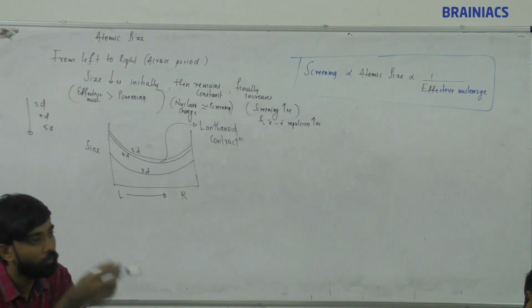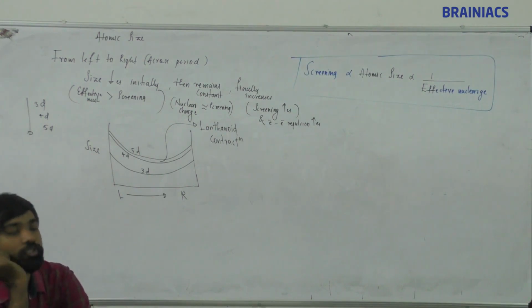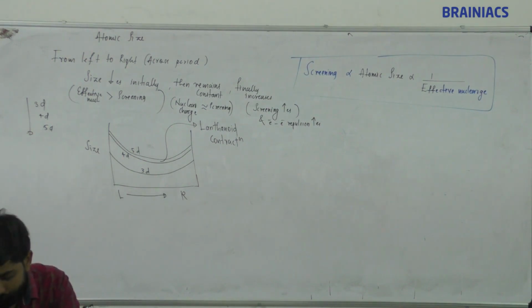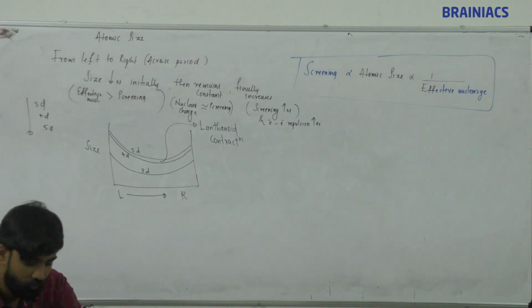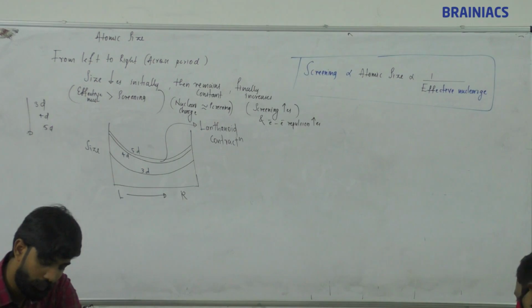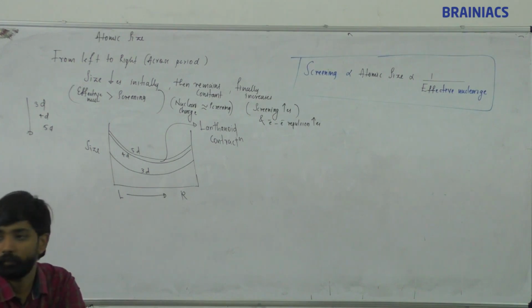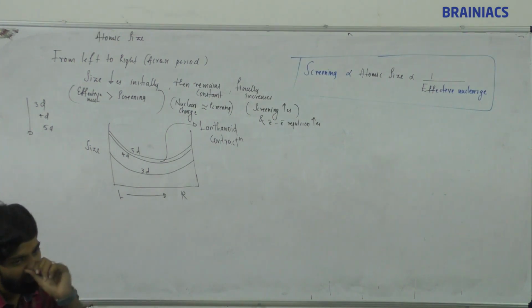Next, some more points to add here. In d block elements, the largest atomic radius is for lanthanum and the smallest is for nickel.